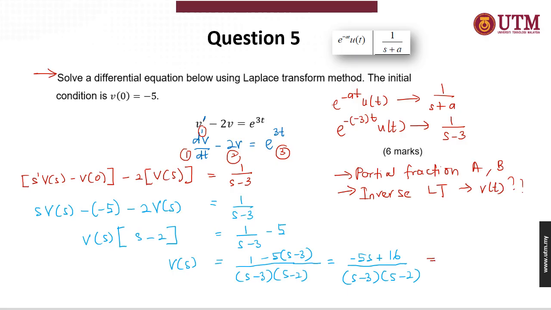So for partial fraction expansion, this is basically equal to a divided by s minus 3 plus b divided by s minus 2. So you need to find what is a and b, and then rewrite the equation by including both a and b values. Next, perform inverse Laplace transform for the given equation. So please derive and complete the solution, and you can compare with the previous example as reference.